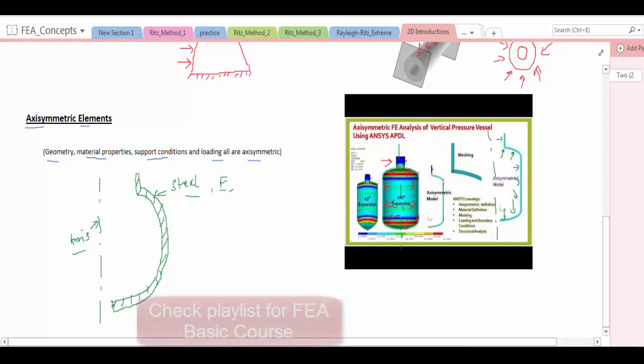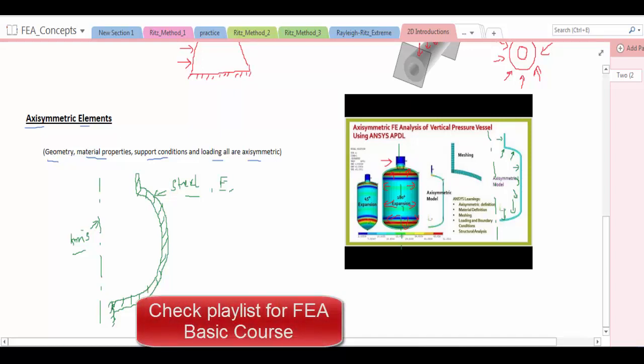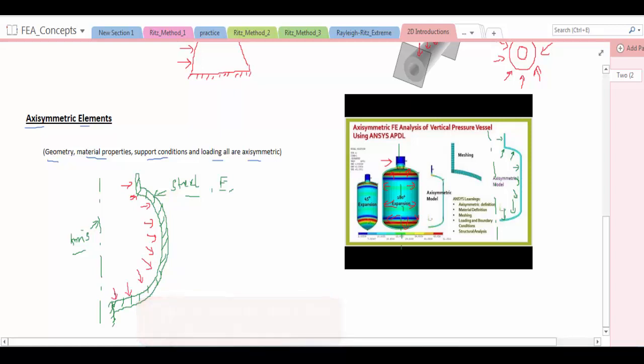Suppose you are fixing at this edge, this support condition is also symmetric, and the pressure generated inside the pressure vessel is also uniform throughout its cross sections, throughout its component. Then this is said to be an axisymmetric element. So that is a separate topic, we will see it later.